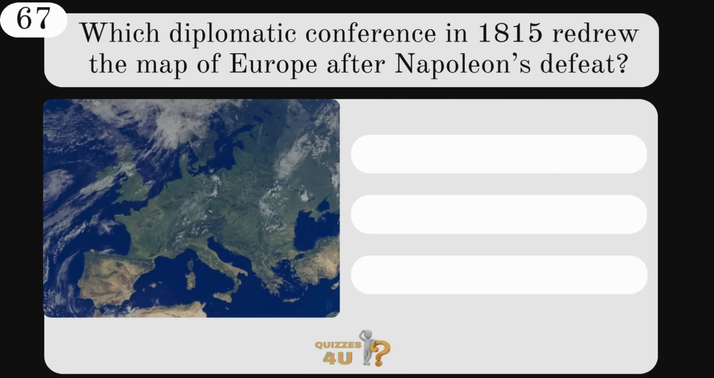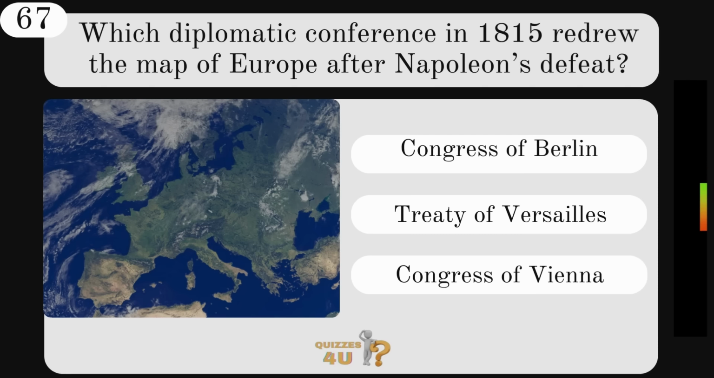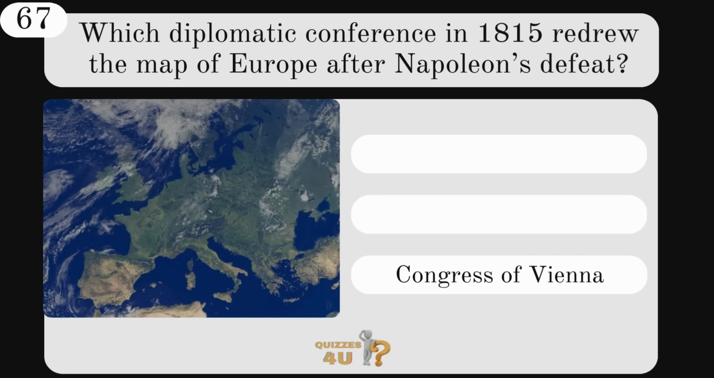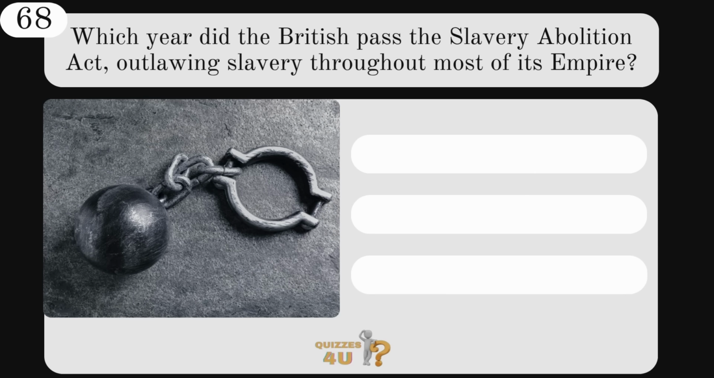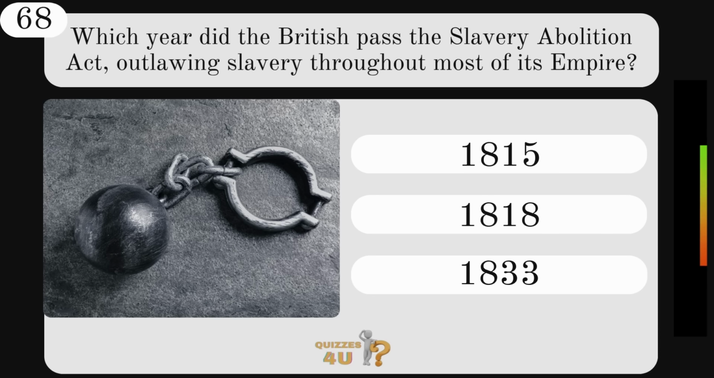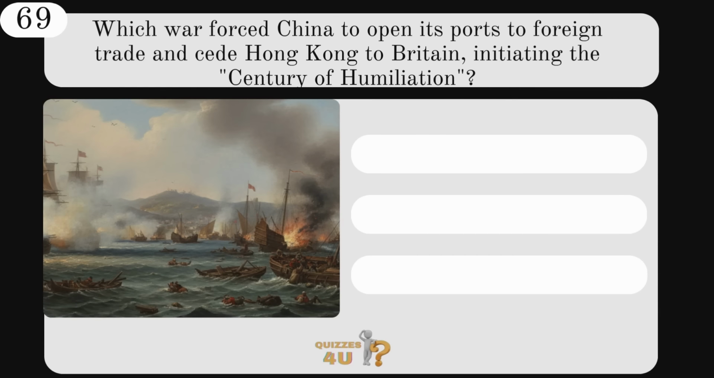Which diplomatic conference in 1815 redrew the map of Europe after Napoleon's defeat? The Congress of Berlin, the Treaty of Versailles, or the Congress of Vienna? That was the Congress of Vienna. Which year did the British pass the Slavery Abolition Act, outlawing slavery throughout most of its empire? 1815, 1818, or 1833? That was in 1833.